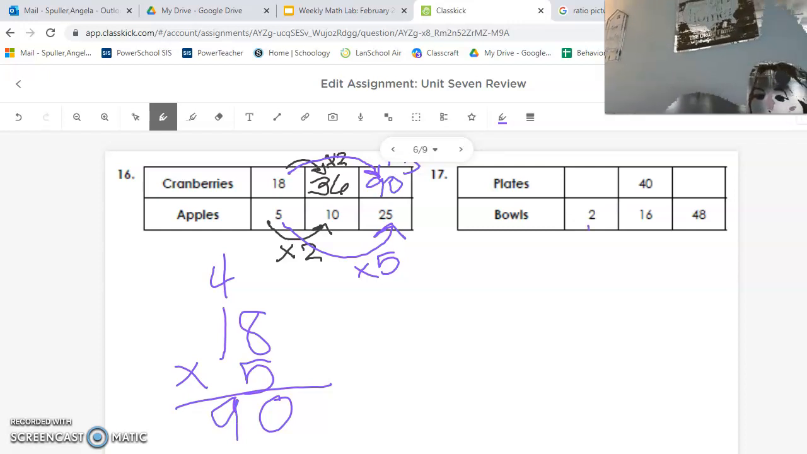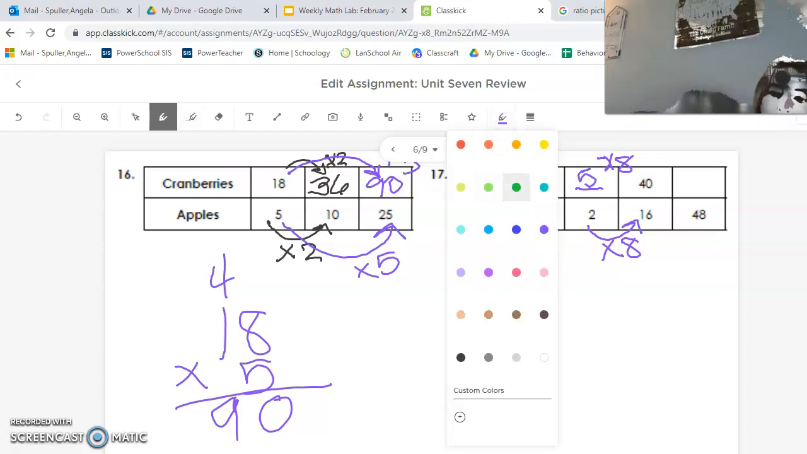All right, let's go from 2 to 16, times 8. Now, here, I have to figure out what times 8 equals 40. Well, I know 5 times 8 equals 40.